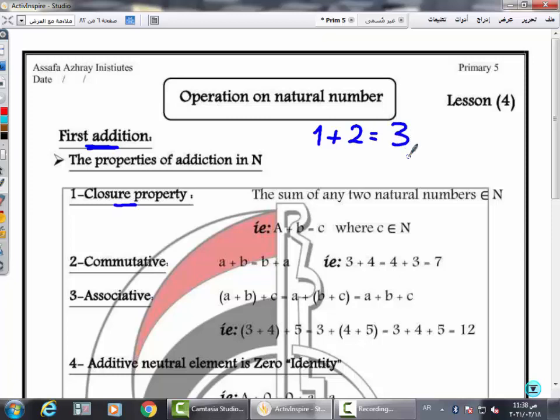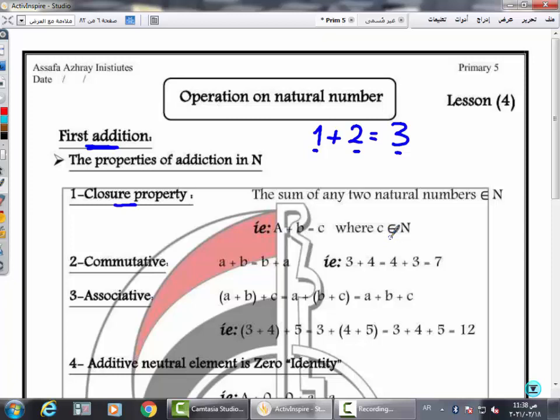Then if the first number is natural and the second number is natural, then the sum of two natural numbers gives me a natural number. Okay? Then A plus B equals C, where C belongs to N.